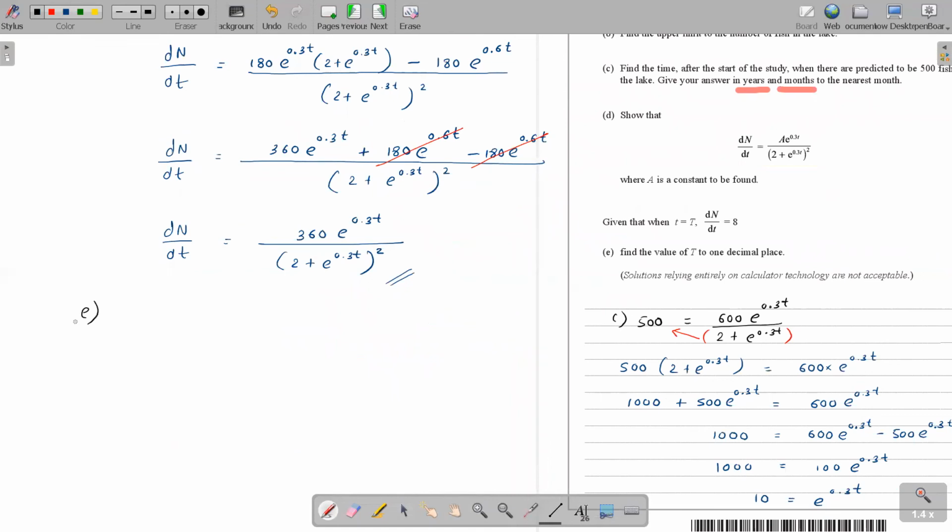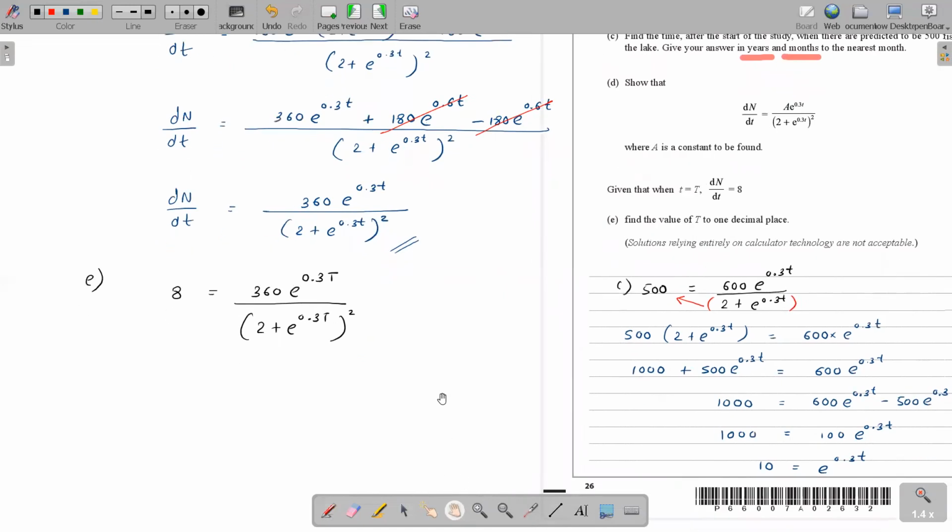Given that when t equals capital T, dN/dt equals 8, find the value of capital T to 1 decimal place. So dN/dt equals 8 when small t equals capital T. Can you see, replace the t with capital T. So over (2 plus e to the power 0.3 capital T) whole thing squared.